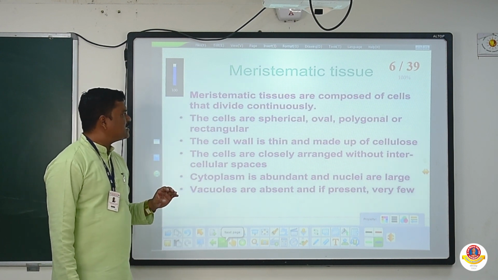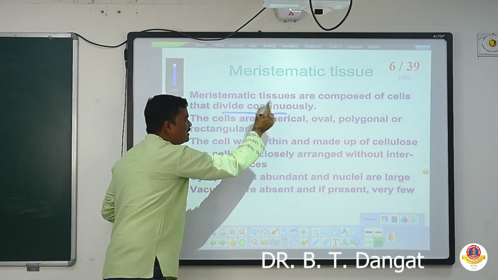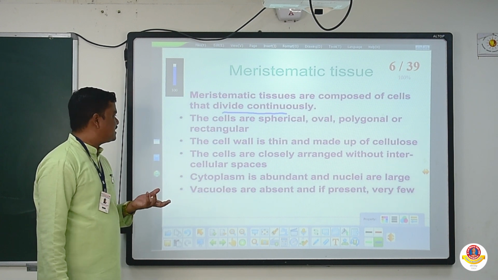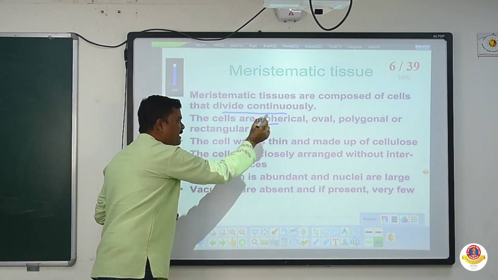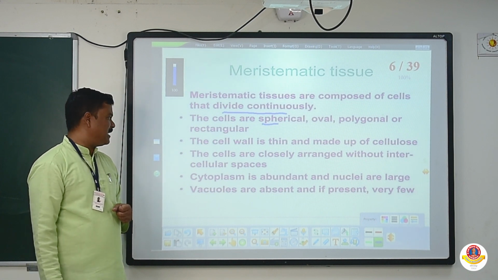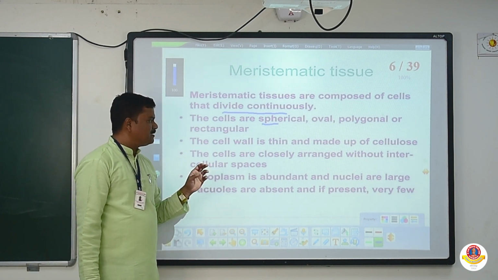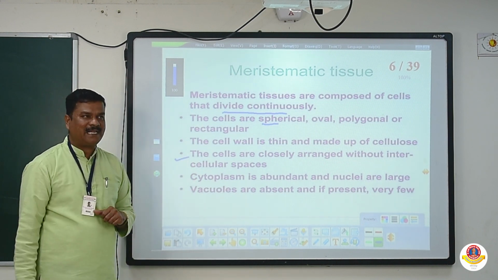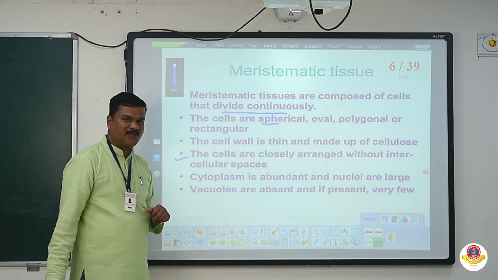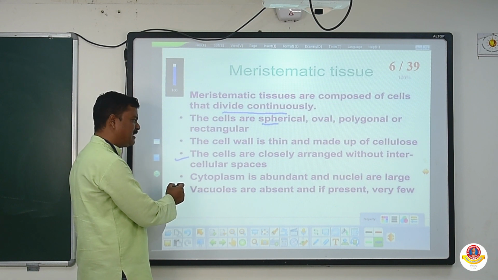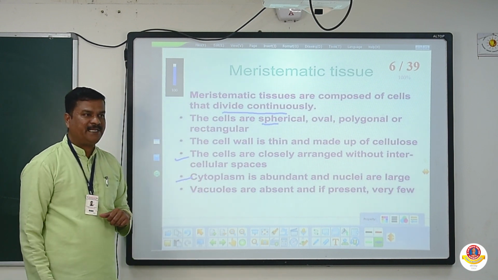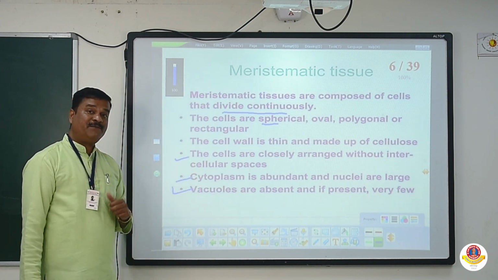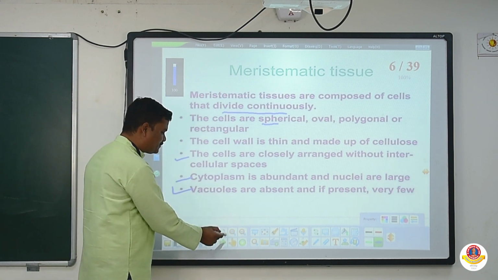Meristematic tissues are composed of cells that divide continuously and redivide. The shape of these cells is either spherical, oval, polygonal or rectangular. The cell wall is thin and made up of cellulose. The next characteristic is that the cells are closely arranged without intercellular spaces, so there is no intercellular space between two cells. Cytoplasm is abundant and the nucleus is large. Vacuoles are absent, and if at all present, they are very few in number.